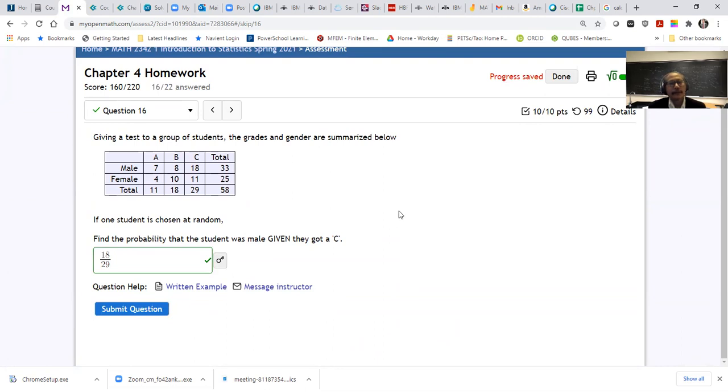Okay, the next one. Yeah, so the probability of female given C is the probability of female and C divided by the probability of C, right? So the answer is this one.